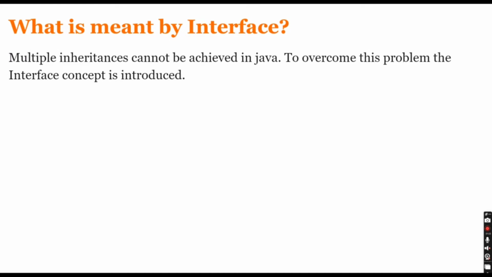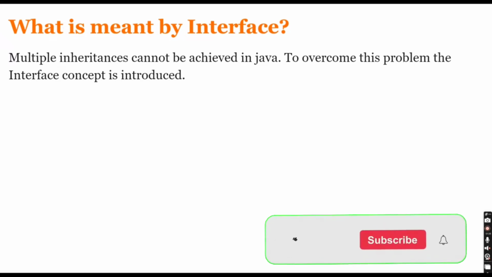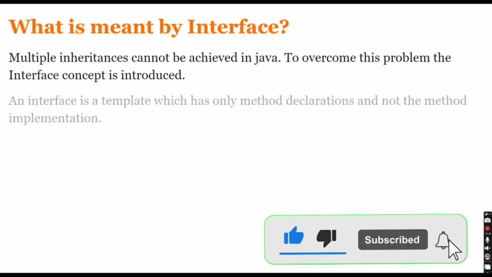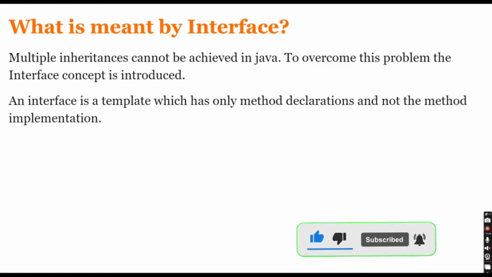Multiple inheritance cannot be achieved in Java, which we have already covered in the inheritance topic, why multiple inheritance is not supported in Java. So to overcome this problem or to achieve multiple inheritance in Java, the interface concept is introduced. So by using interfaces, we can achieve multiple inheritance.